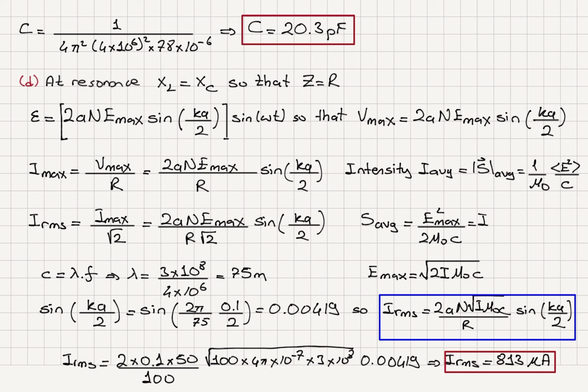So we have the maximum voltage, 2AN over R multiplied by the square root of 2I mu 0 c. This is going to get rid of the 2 here. So we will have 2AN square root I mu 0 c over R, that's the RMS current, multiplied by sine Ka over 2. If we plug in the numbers, we obtain 813 microamps.